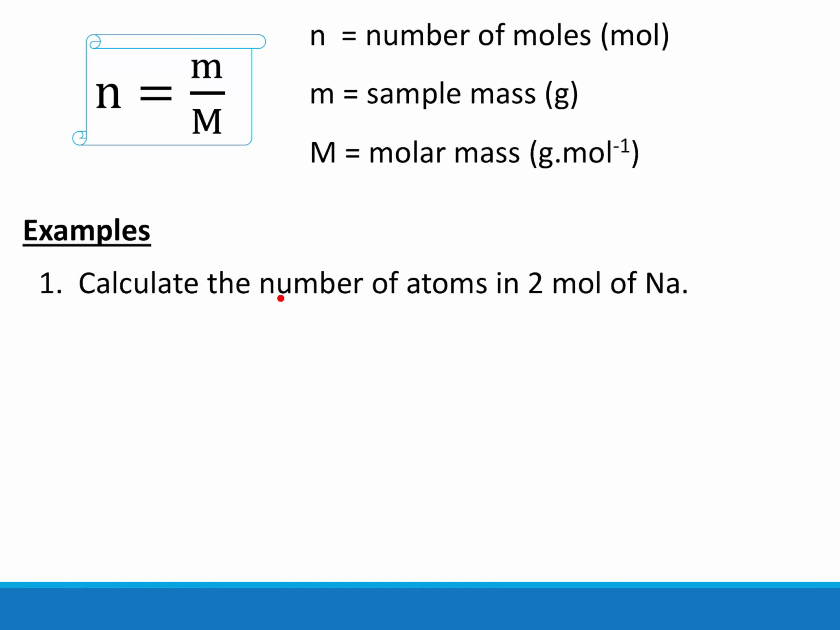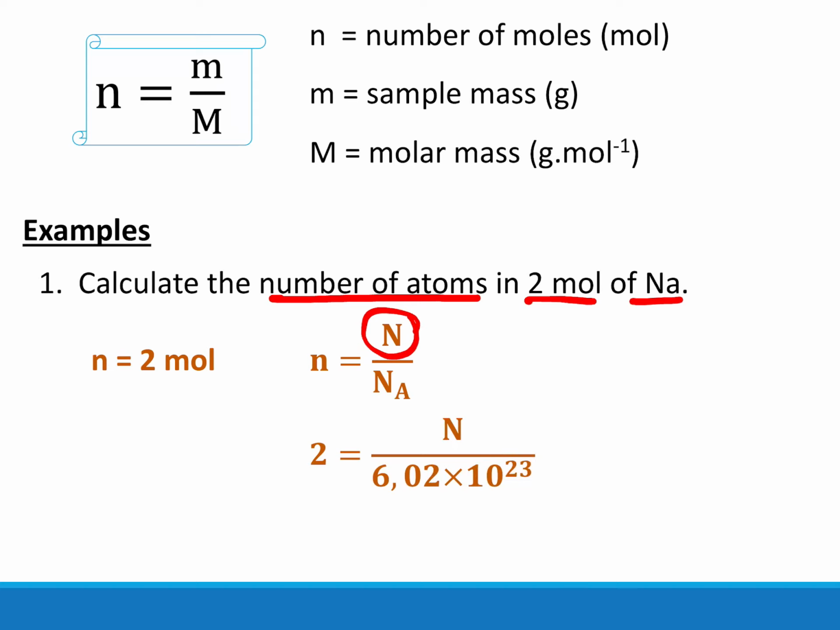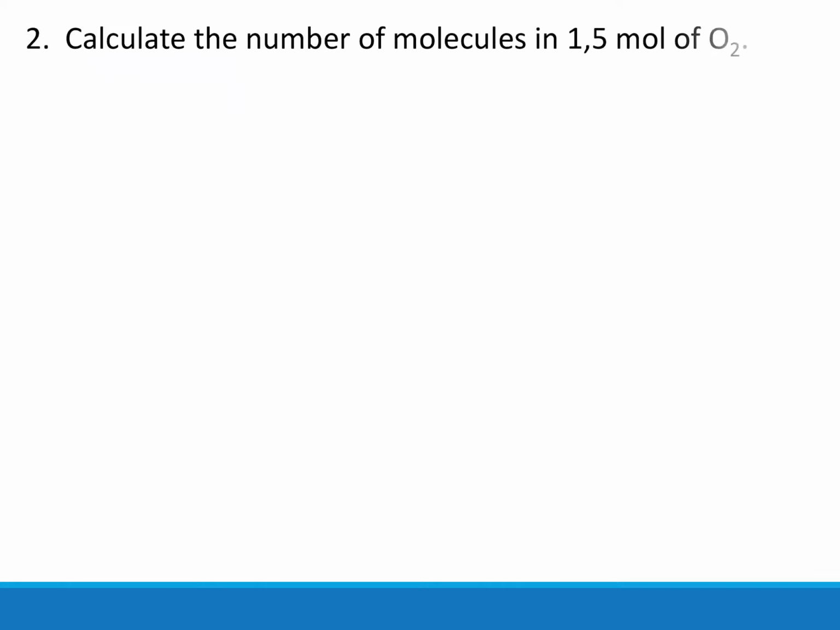I want to know how many atoms I have in 2 moles of sodium. So I know the number of moles is 2. I know n equals N over Na. I'm looking for N. Okay, 2 equals N over 6,02 times 10 to the 23. N is 1,204 times 10 to the 24 atoms. Okay, we've kept it as it is. So now I know how many atoms there are in 2 moles of sodium.